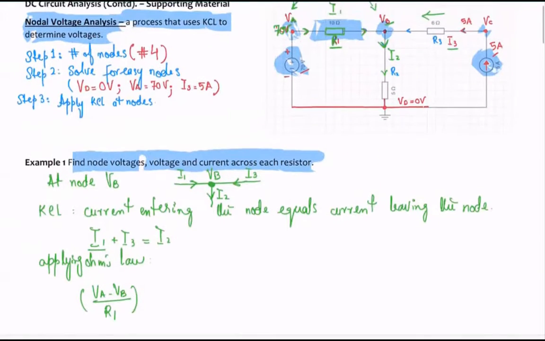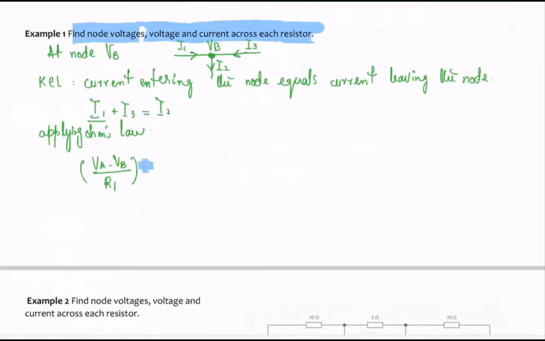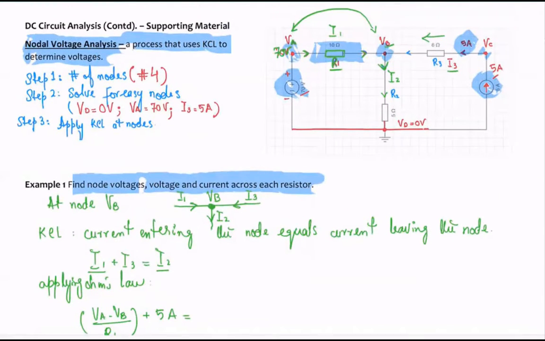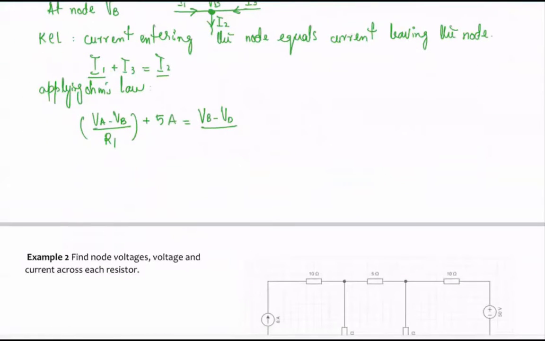Let's move on to I3 now. We already know I3 is 5 amps, so I can simply write 5 amps here. This is going to be plus 5 amps equals, let's now move on to I2. What is I2? I2 is the current that's flowing in this resistor R2, correct? At this node we have voltage VB, and at this node we have voltage VD. Because VD is already 0, the voltage across the 5 ohm resistor is the potential difference between VB and VD. So it will be VB minus VD, that's the voltage across R2. So this will be VB minus VD divided by R2, where the value is 5 ohms.